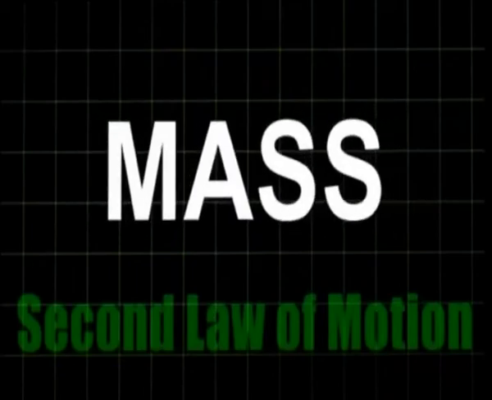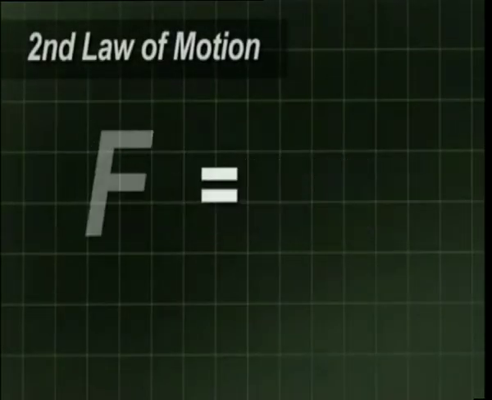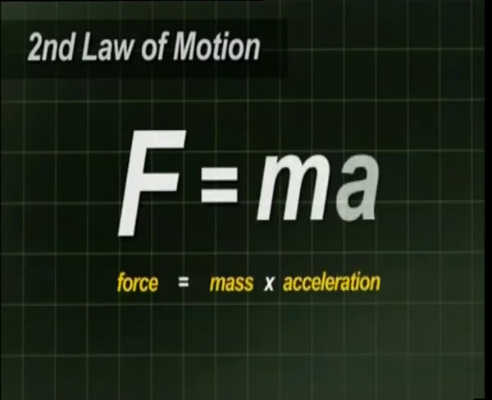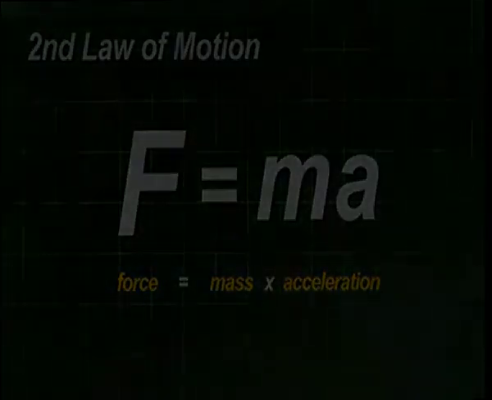This relationship between force, mass, and acceleration is the source of one of the most important equations in physics. Force equals mass times acceleration. So if something is bigger, it will require more force to move it. Or if you put more force on something, it will accelerate faster. The amount of acceleration depends upon the mass of the object.